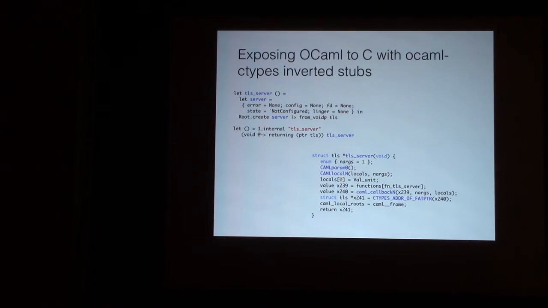And the generated C code looks pretty much like it. So the interesting part is that we managed to replicate the C signature, which is a pointer to a struct TLS server that takes no argument, and then the automatically generated OCaml code will do the necessary wrapping to make the call to the OCaml code happen.